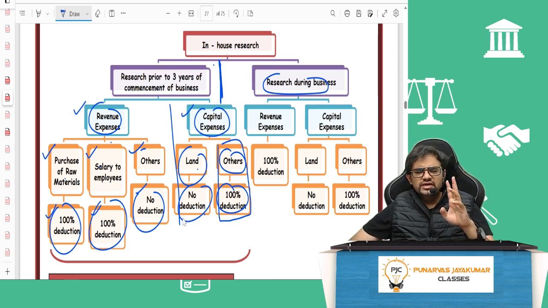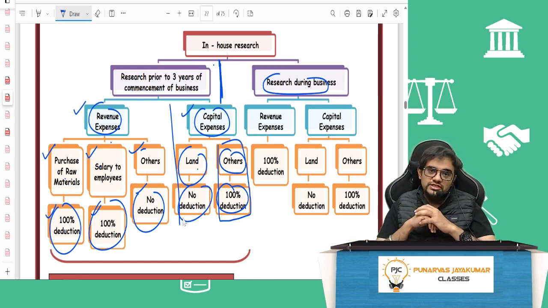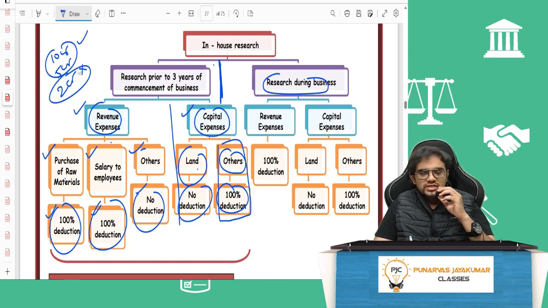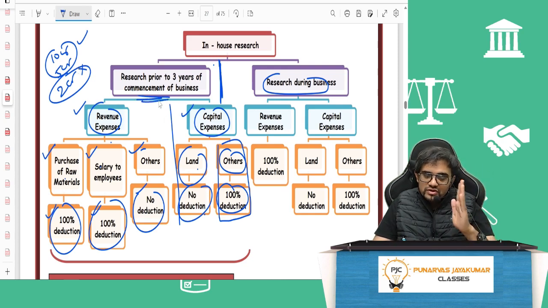Sir, will you get it before the commencement only? No. It is only allowed from the year of commencement. But the expenses you can take prior. So if purchase of raw material was 10 crore, salary to employees was 5 crore, other admin expenses was 2 crore, these admin expenses are never allowed. These 15 crores is fully allowed, 100% deduction. But when is it allowed? Is it allowed 2 years ago? No, it is allowed from the year when you commence the business.